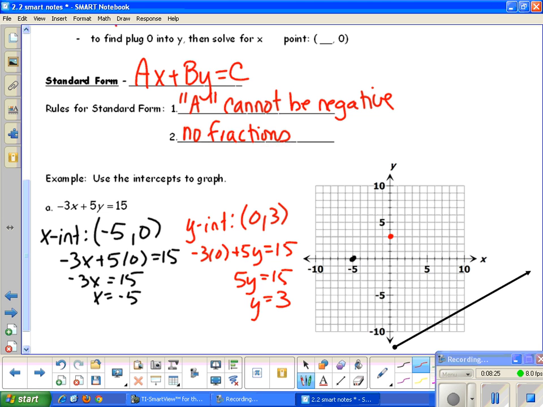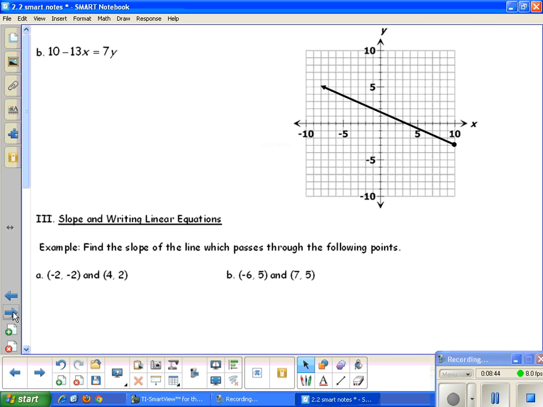Those are my x and my y intercepts, and then I would take my ruler and I would connect the points with a straight line. And of course, don't forget your line continues on forever, so we got those arrows at the end. So that's how you would graph with the x and y intercepts. So let's go to the next one and do the same thing.